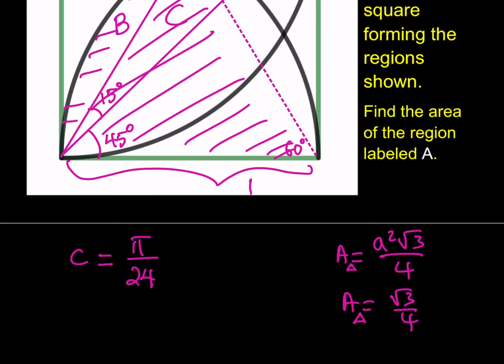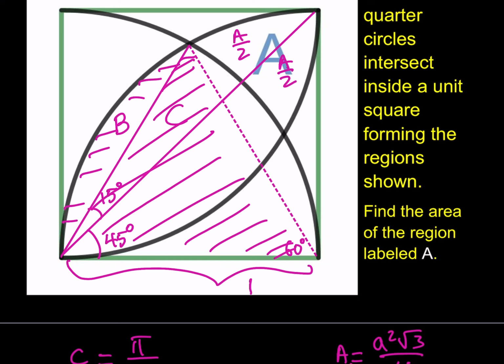Nice. Now, we need to subtract that from the 60-degree slice. So B can be found by pi over 6, because 60 degrees is 1/6 of 360. And then from that, I'm supposed to subtract root 3 over 4, and that gives me B, which is this piece here. Okay, cool. So I was able to find C, I was able to find B, I should be able to find A or A over 2, but here's how you put it all together.